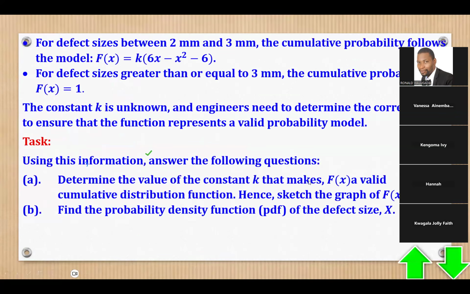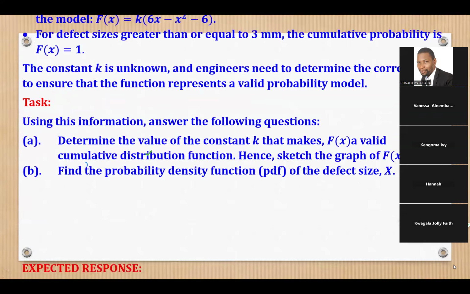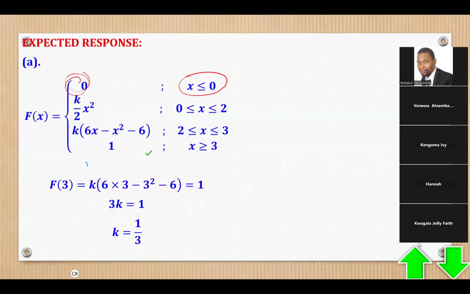Next part says, okay, we have sketched. Now part B, find the probability density function of the defective size. Probability density function is small fx, meaning that we have to differentiate. I already showed you how to convert from capital Fx to small fx. Now, I want someone to give me what I'm going to write for small fx using this capital Fx.